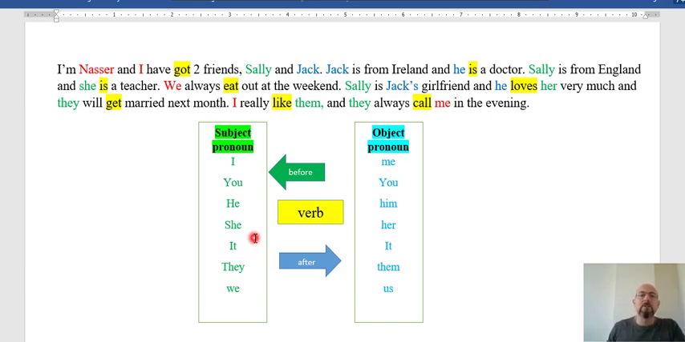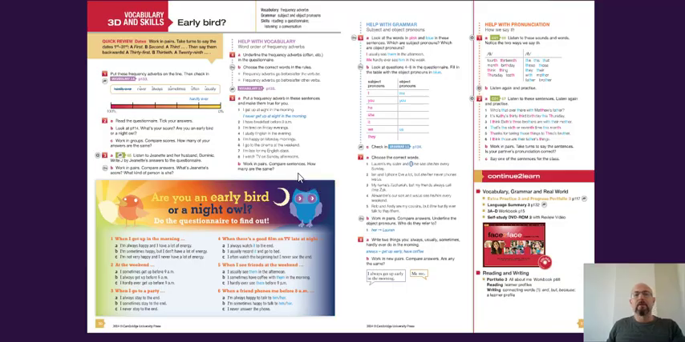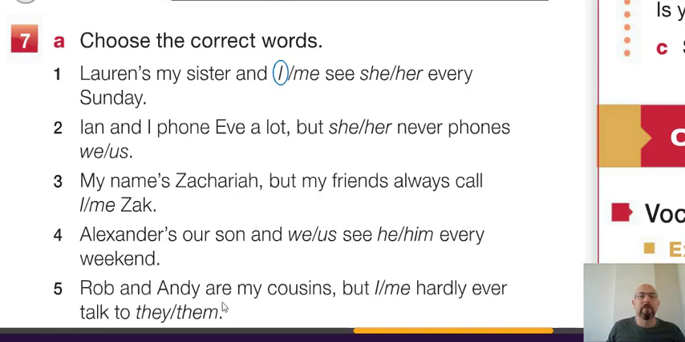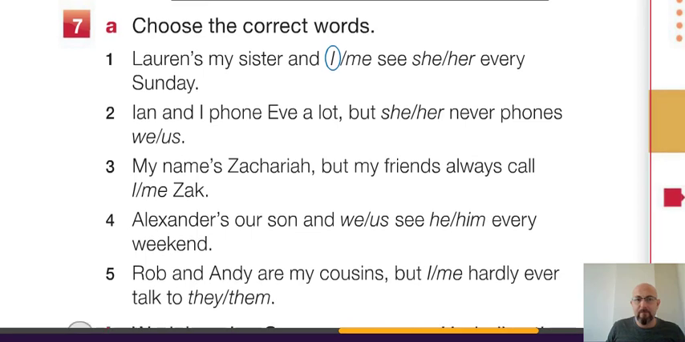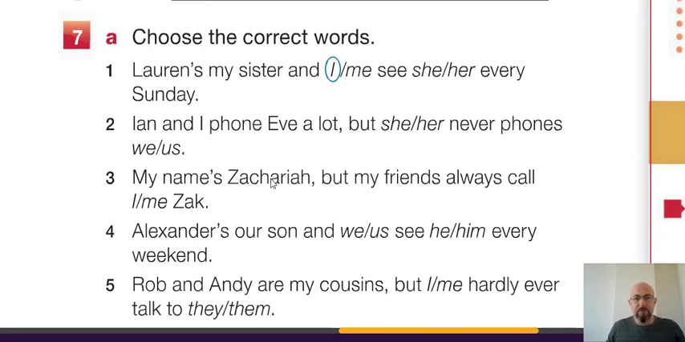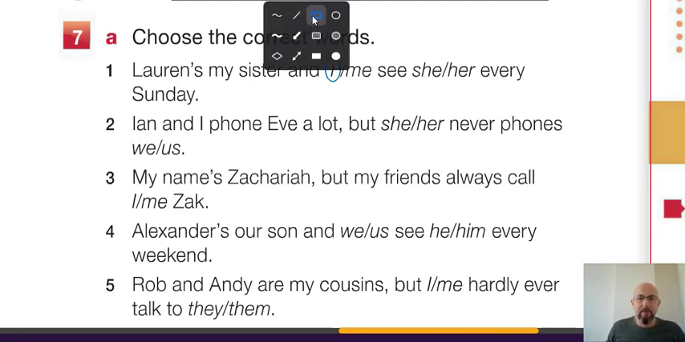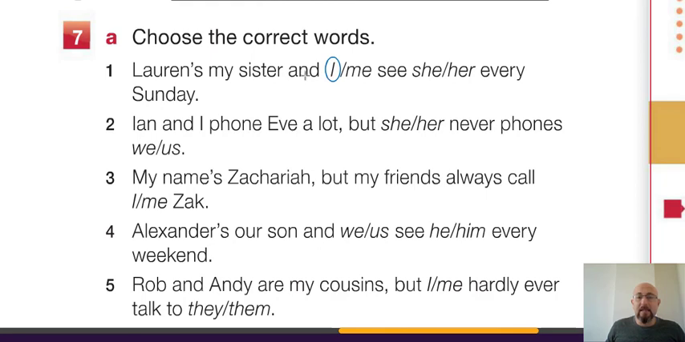Okay, guys, so now let's go to the book. In the book, there's an exercise here, exercise number 7. We say, choose the correct words. You can stop the video, do the exercise, then we will check together. Okay, let's do it here. Lauren's my sister and I see. See is the verb. Before the verb, I. After the verb, she or her? Her. I see her every Sunday.